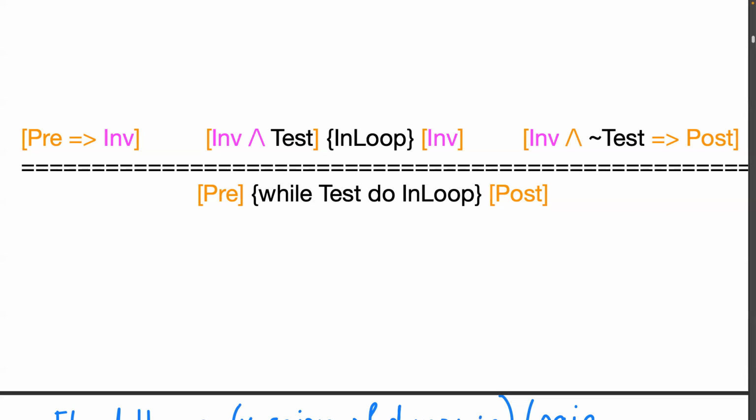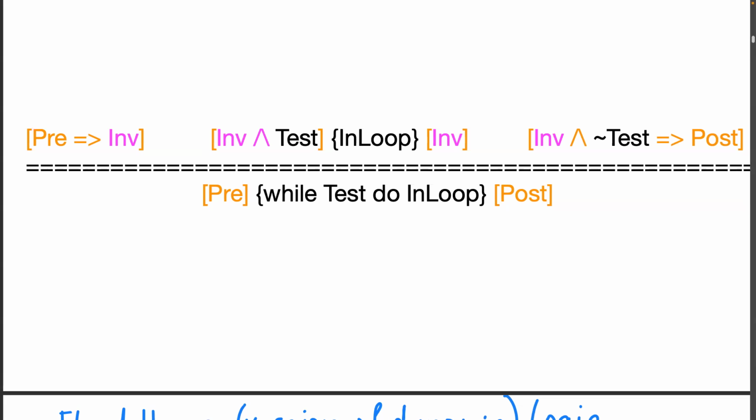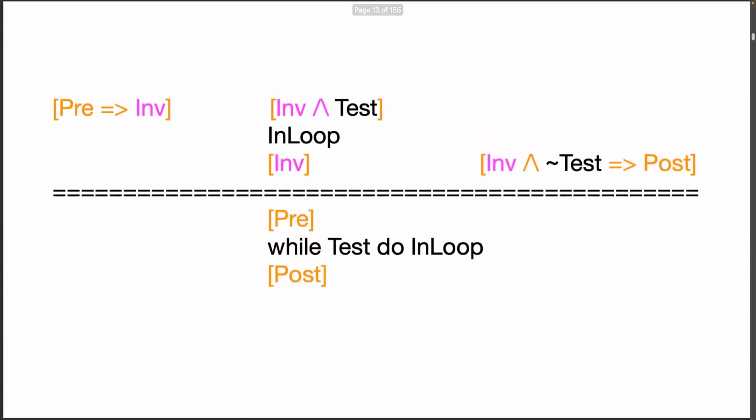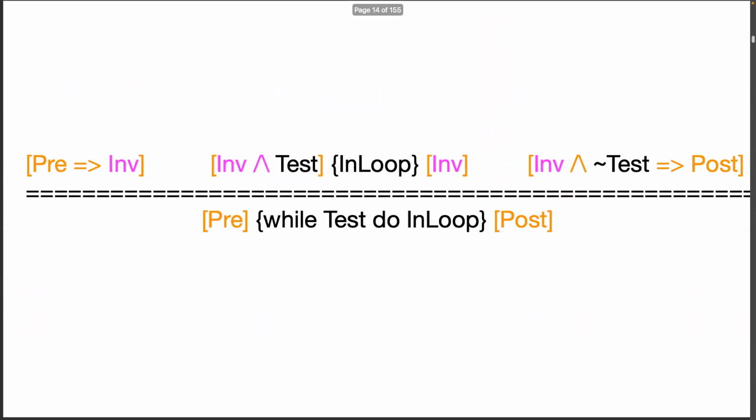And program expressions are in curly brackets. And we write all of that together. So what is written here is exactly the same as what was written here. This and this are the same.